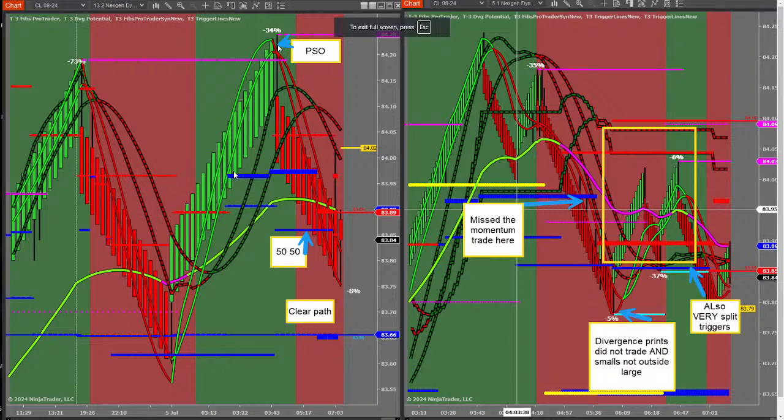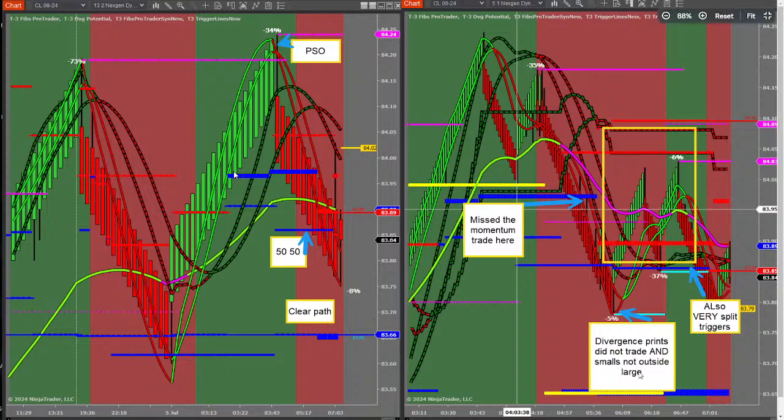Pivot stop out, absolutely. 50-50 trade, absolutely. Divergence on a 50-50 trade with big split triggers. Another divergence, very split triggers. This is Jen just saying, hey, guess what? No trade. I remember, Jen, because I was going to yell at you.